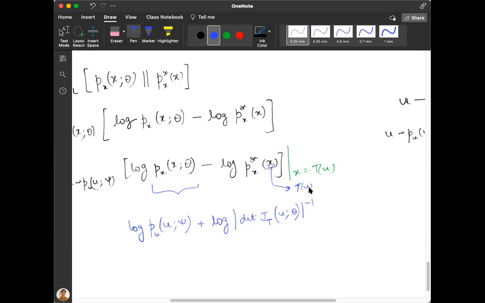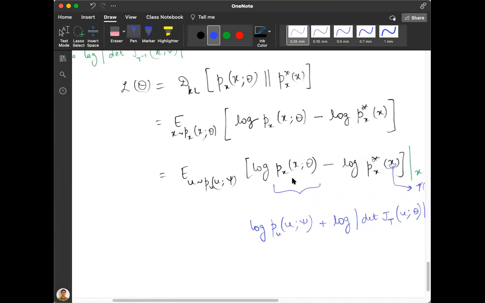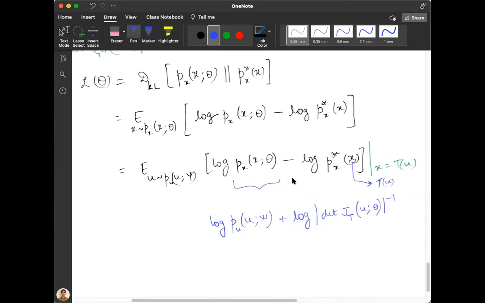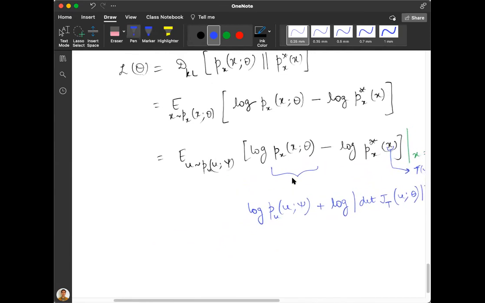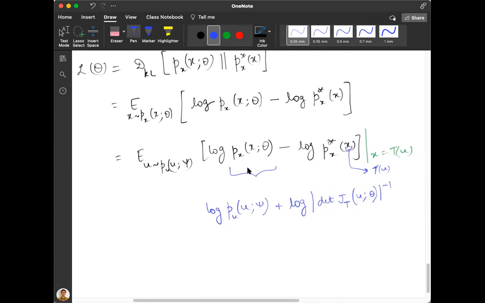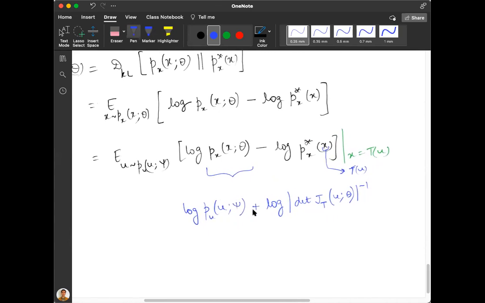You have your U, from U you will compute X by the transformation T, and then you know how to compute P star. So that's it. And you will be able to find the value of this loss function. And every term here is not only computable, but also differentiable, right? Let's say this term is constant with respect to phi, but if you have some psi random variable, you can differentiate it with respect to that.